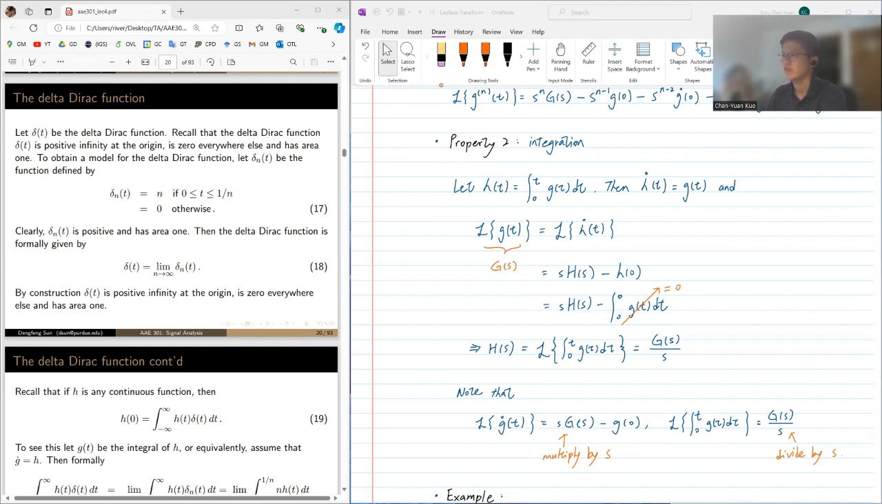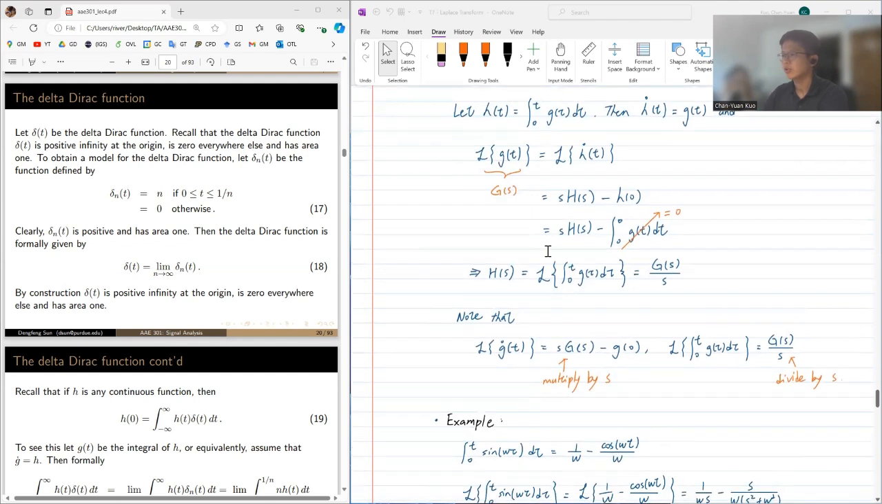Here, h of t is defined as the integral of g of tau from 0 to t with respect to tau. So h of 0 will be the integration of g of tau from 0 to 0 with respect to tau, and so this is going to be 0. In the end, we will be left with s times the Laplace transform of h. This implies that the Laplace transform of h is going to be the Laplace transform of g over s.